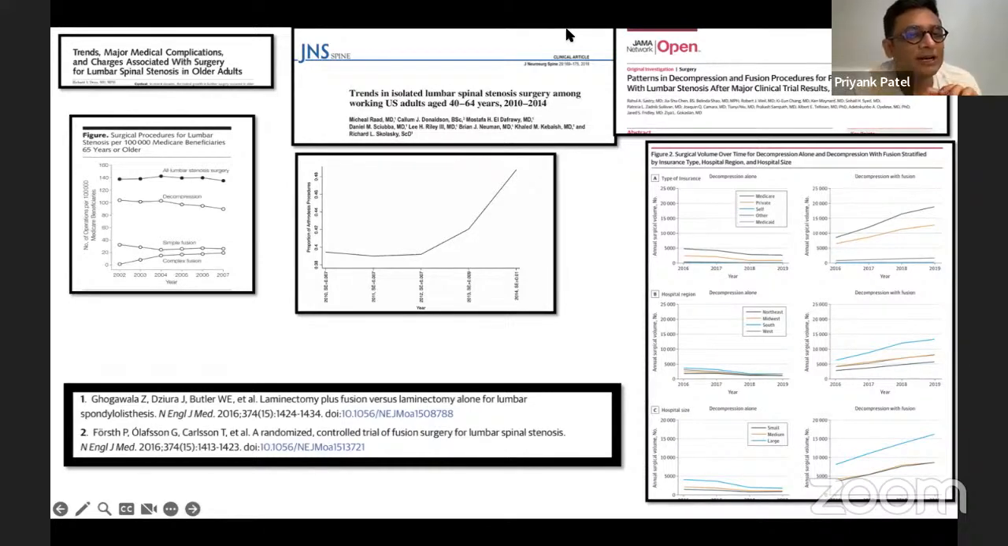No, sagittal balance in fusion or decompression? In a lumbar canal stenosis in an elderly gentleman, 65, 70 years old, there's a sagittal imbalance, and how much of your decision making tends towards fusion when there's a sagittal imbalance?